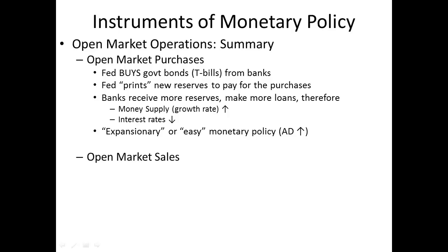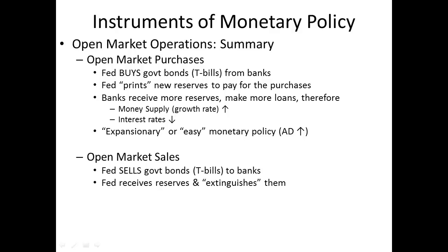How do you unwind a purchase? By selling the thing back. Okay. So here the Fed will sell the government bonds, the T-bills, back to the banks. The banks pay by having their reserve accounts drained down at the Fed. When the Fed gets the reserves back, remember, it extinguishes them. They're no longer active, so to speak, as part of the monetary base.